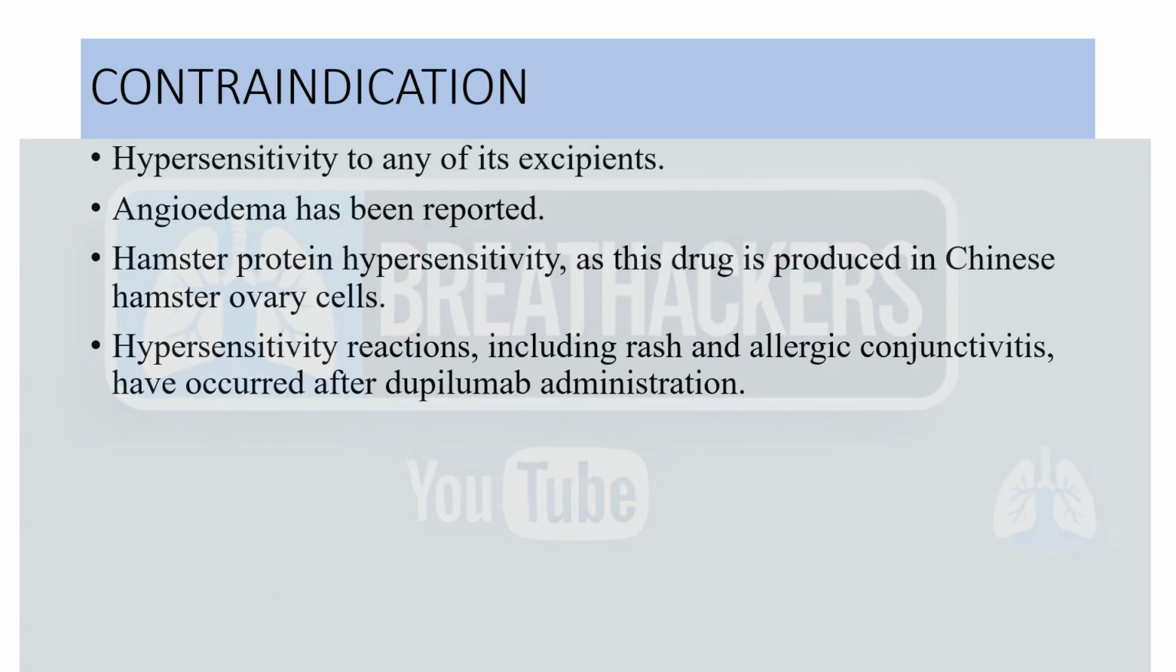Contraindication of dupilumab. So, hypersensitivity to any of its components, if angioedema has been reported, patient having a hypersensitivity to hamster protein, and if the patient develops hypersensitivity reaction like severe rash or allergic conjunctivitis after the administration of dupilumab. So that's all about dupilumab.